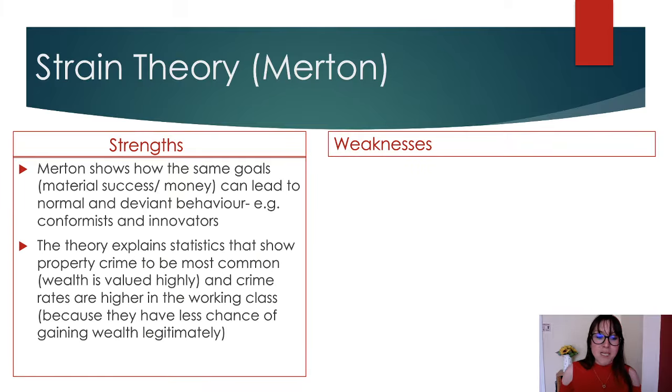The theory explains statistics that show property crime to be most common, so wealth is valued highly, and crime rates are higher in the working class because there's less chance of actually gaining that wealth legitimately. So there are statistics to show that property crime, so burglary, is a really high crime, and that's because people see things they want and they take it.